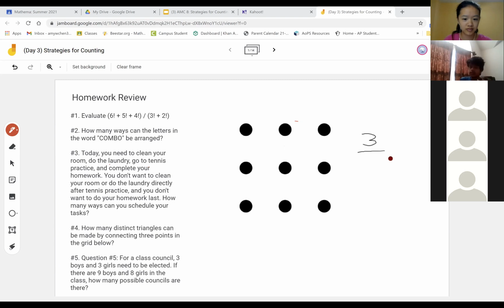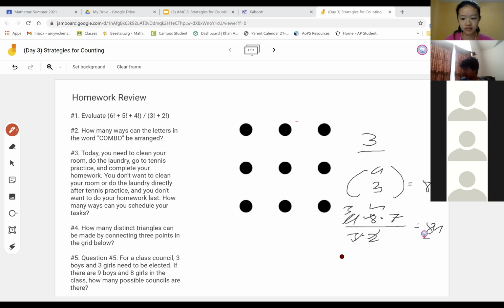So a triangle has 3 vertices, and we have 9 total vertices here. Probably shouldn't draw on this, but basically that'd be 9C3. Can someone in the chat put what 9 choose 3 is? 84, exactly. And just as a refresher, 9 times 8 times 7 divided by 3 times 2, and then we cross out the 3 here, and we get 84. So yeah, 9 choose 3 is 84.